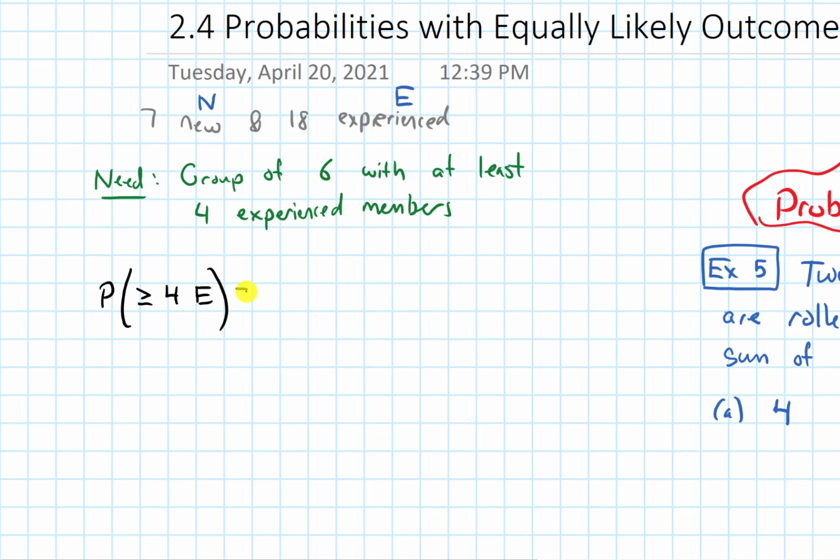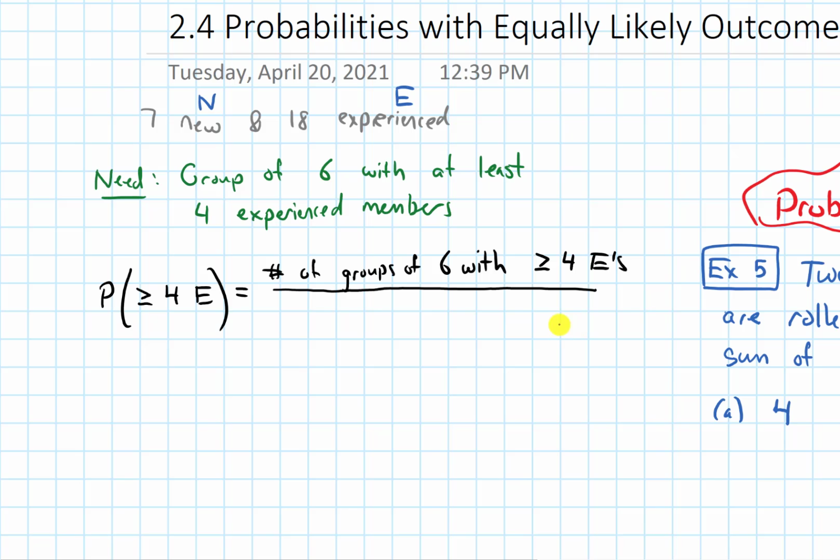So let's set up our fraction for probability. And on the numerator, I need to count the number of successful outcomes. And I have a successful outcome if we have at least 4 experienced members. So the top is going to be the number of groups, and our groups have to have 6 members here. Groups of 6 with at least 4 experienced members. I'm going to notate that with greater than or equal to 4 E's. I'm using this notation to save myself a little bit of room.